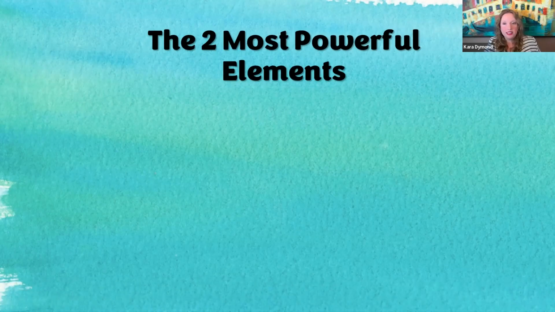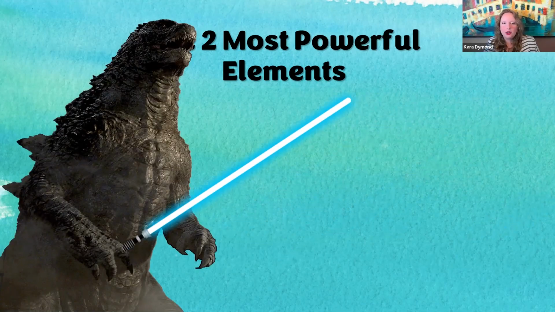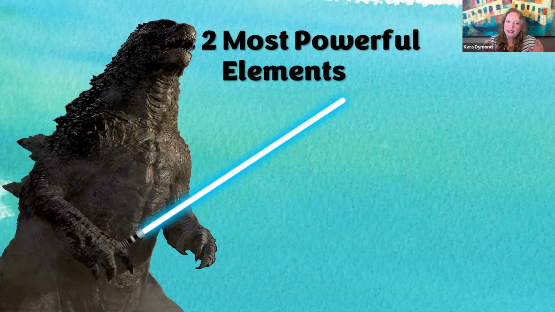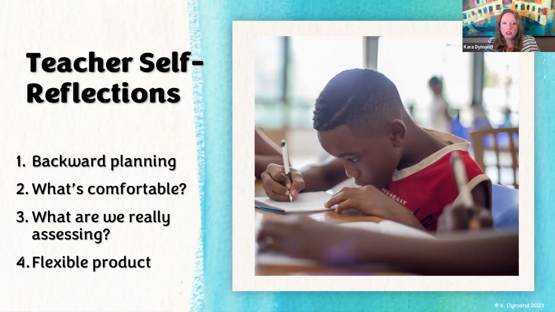So I know I alluded before to the two most powerful elements that I think can come together in the classroom like an unstoppable force, kind of like Godzilla with a lightsaber. And what I'm talking about is the combined power of teacher and student self-reflection. So with teacher self-reflection, these are some of the ways I embed it. I backwards plan. So that means when I'm thinking about what are the overarching goals for this particular unit or area of curriculum, what ultimately do I want them to be able to do?